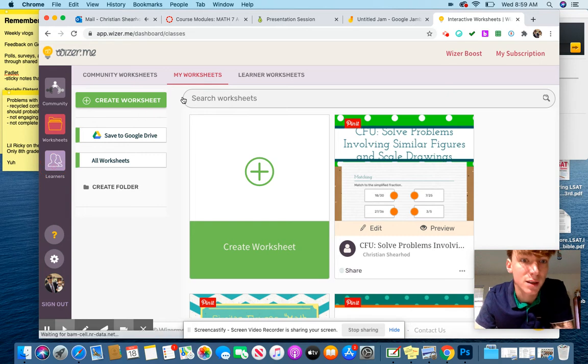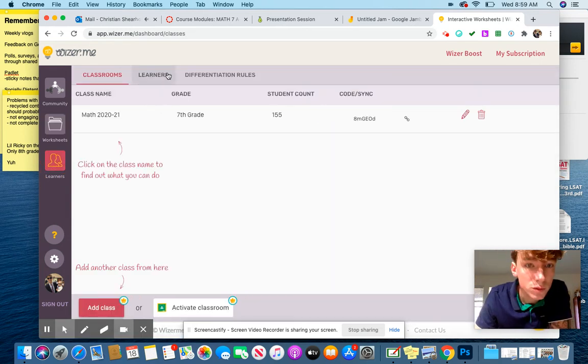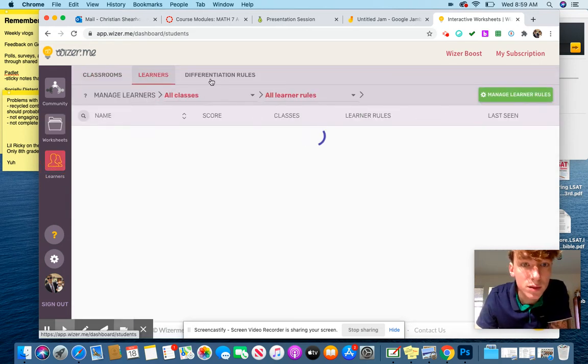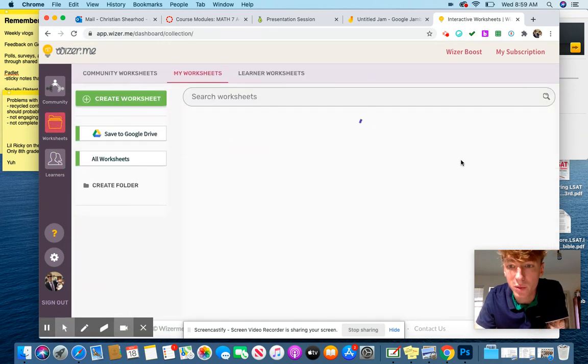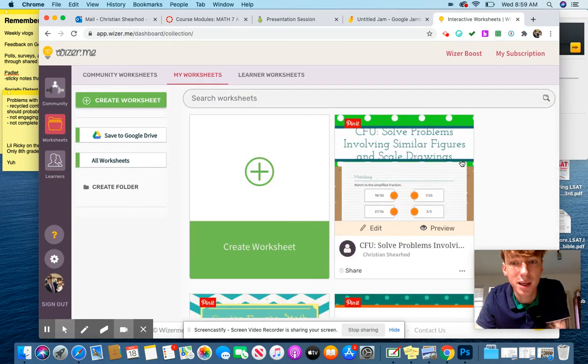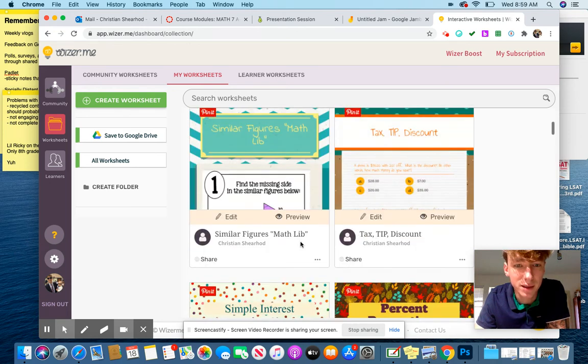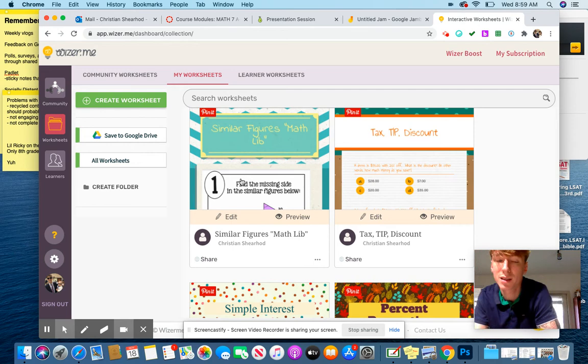Let's see. Where am I at? Learners. Okay, it's going to be this worksheet. It's called Similar Figures MathLib. It should look like this. I'll probably delete the other assignments you have in there, so it's the only one that shows up. But it's called Similar Figures MathLib.